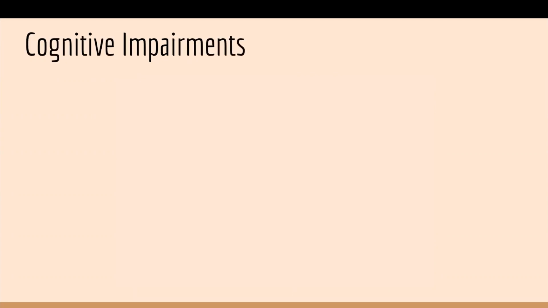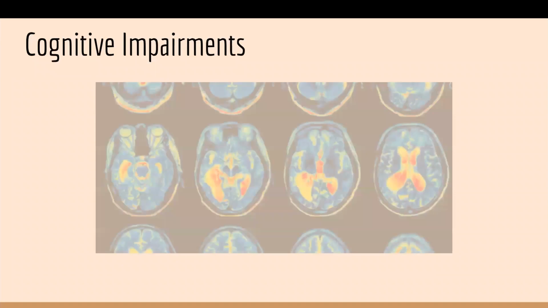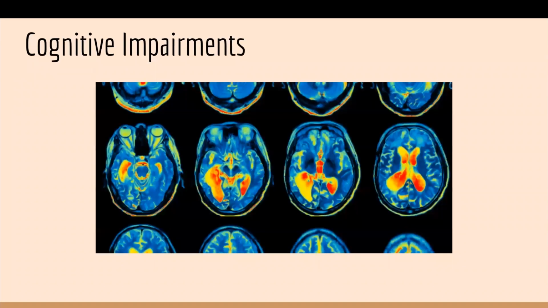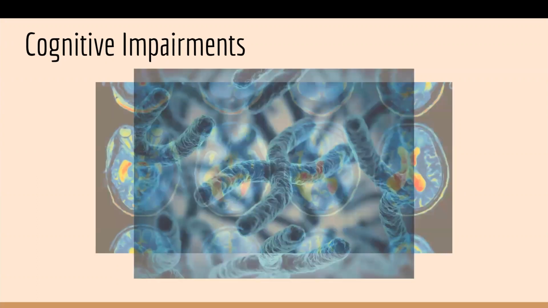Lastly, we'll discuss cognitive impairments. Cognitive impairments cause greater difficulty with mental tasks than someone without a cognitive impairment. They can include things like brain issues like traumatic brain injury, dementia, Alzheimer's. They can also include genetic disorders like Down syndrome.